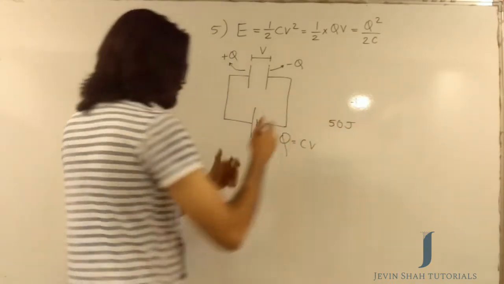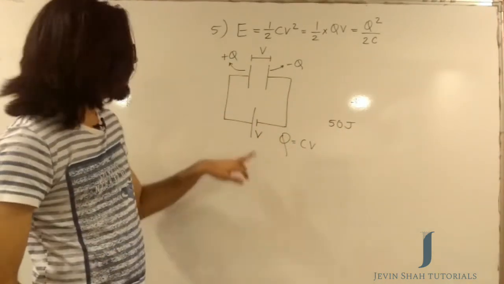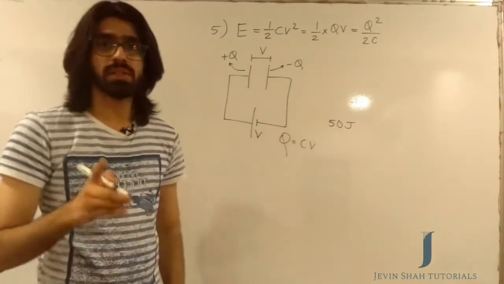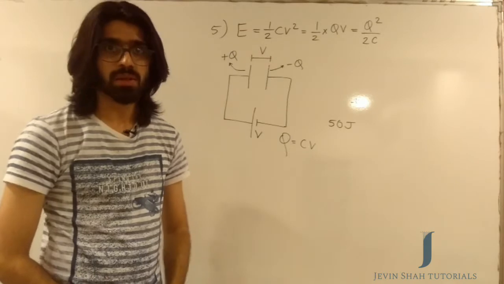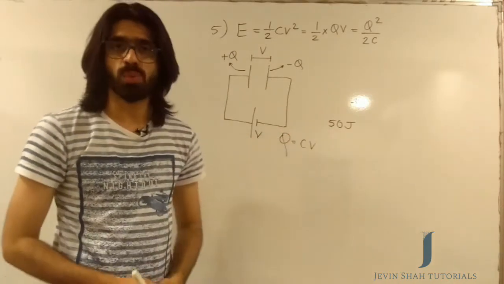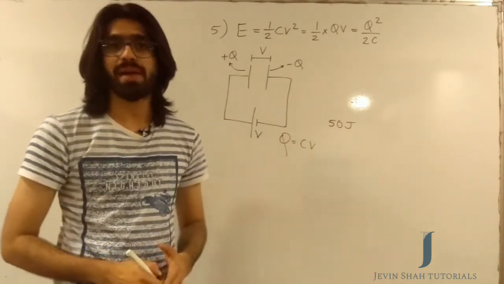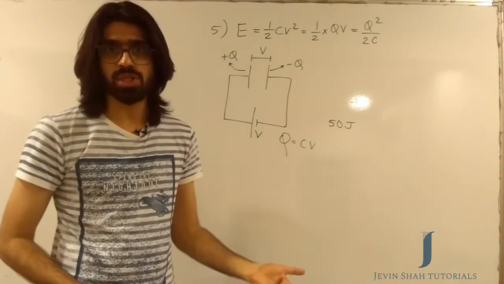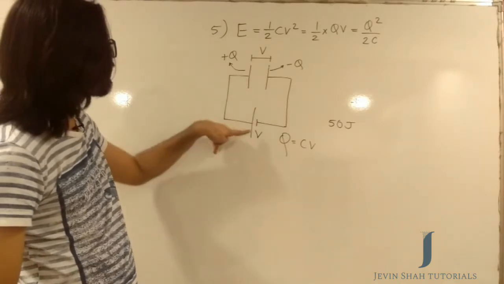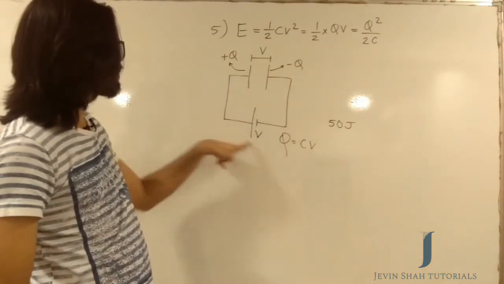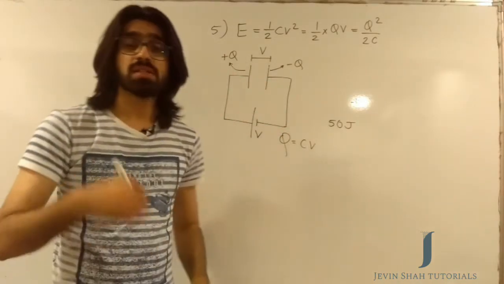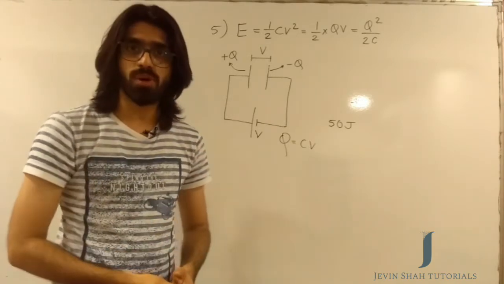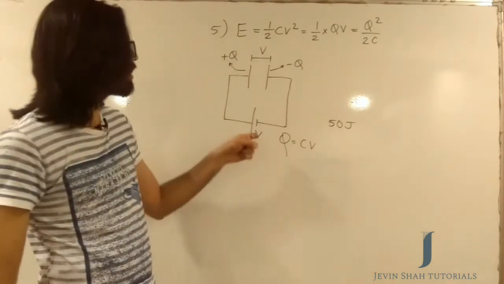In that case, the entire 50 joules of work is not going to be stored in the capacitor as the energy of the capacitor. When the battery does 50 joules of work, half of it will be stored in the capacitor and the other half will be wasted as heat energy, because electrons are flowing from here to here. There is some amount of energy being lost in the form of heat, and that energy lost in the form of heat is half of whatever work the battery has done.